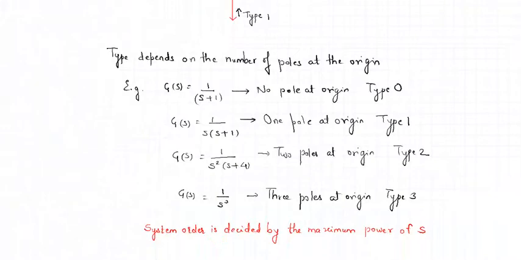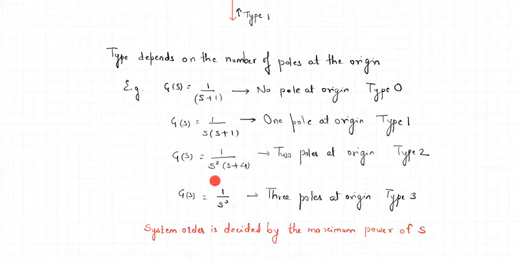So you could see here, there is only one pole, the pole is at -1. So there is no pole at origin, this becomes type 0. There is one pole at origin, the system becomes type 1. This S term indicates that there is one pole at origin. The S square term here indicates that the system is type 2 because there are double poles at origin. And S cube indicates that there are three poles at origin, and we call such a system type 3.